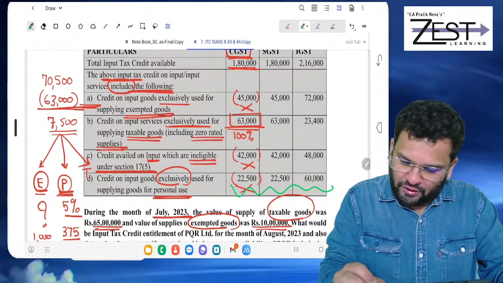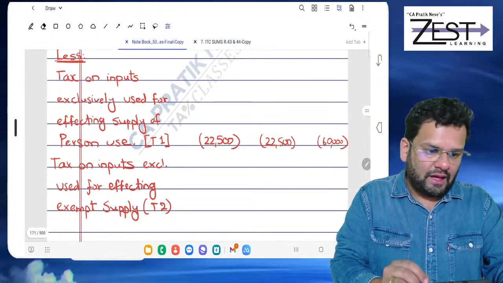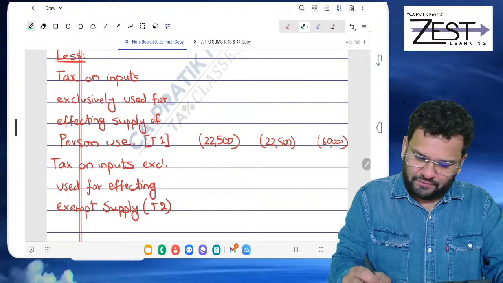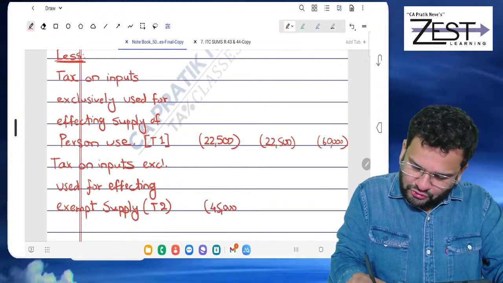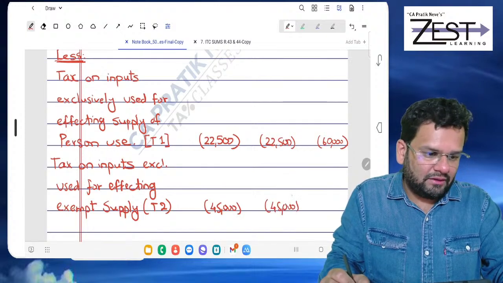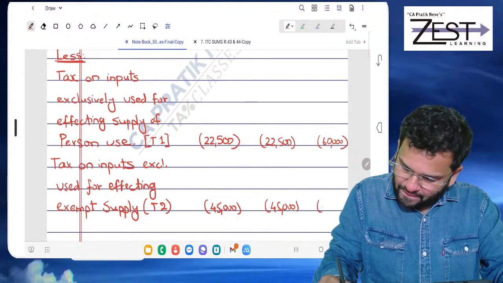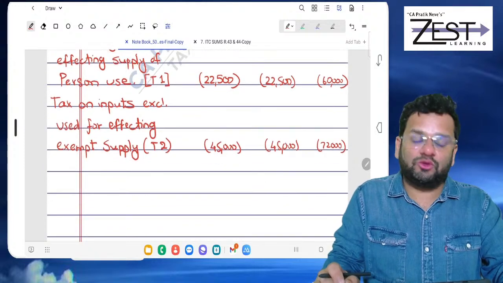It is 45,000, 45,000 and 72,000. So please take 45,000, 45,000 and 72,000.